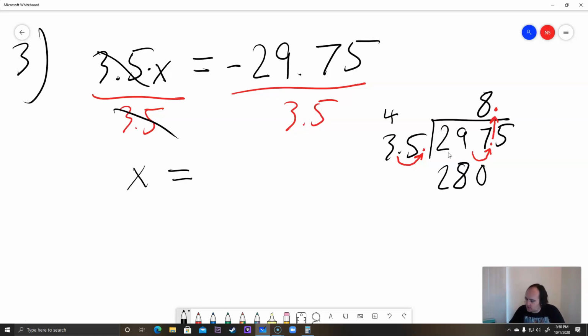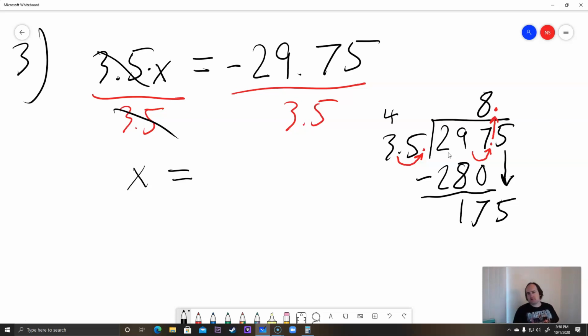Okay, so now we're going to do 297 minus 280. So 7 minus 0 is 7. 9 minus 8 is 1. 2 minus 2 is 0. So we get 17 down there. And then we want to bring the 5 straight down.